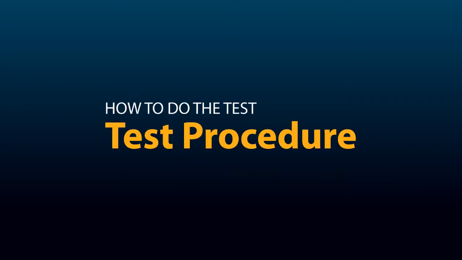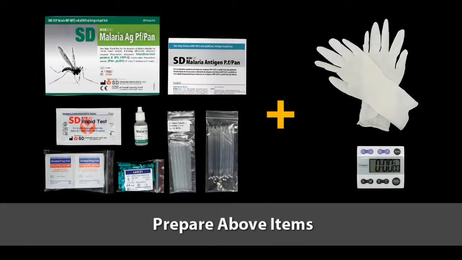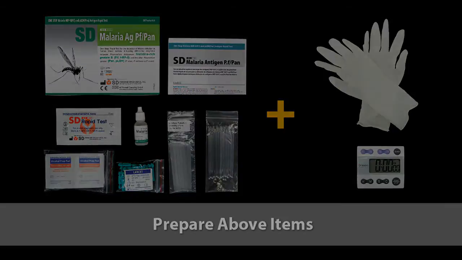BIOLINE malaria rapid test is easy to use. The materials included in the kit are test pouch, buffer, inverted cup, and package insert. Alcohol swabs and lancets are optional materials. A capillary pipette is also available when required. These materials should be prepared before starting the test.